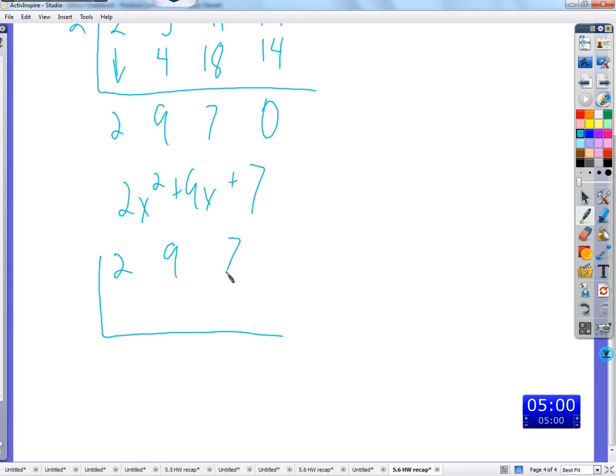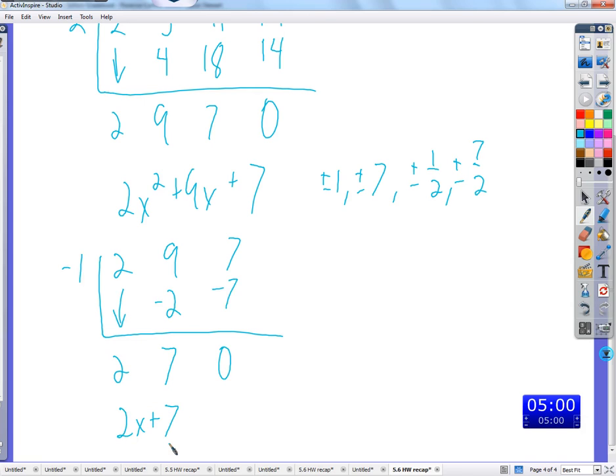2, 9, 7. What's our list look like? Plus or minus 1, and 7, and 1 over 2. So what do we try? Negative 1, 2, -2, 7, -7, 0. So we get 2x plus 7.